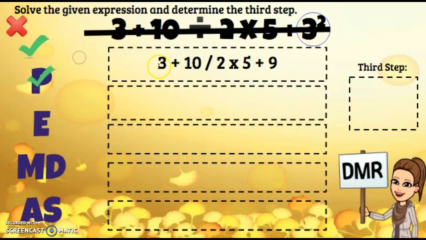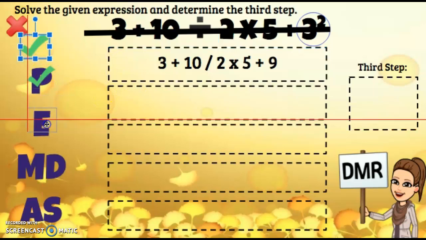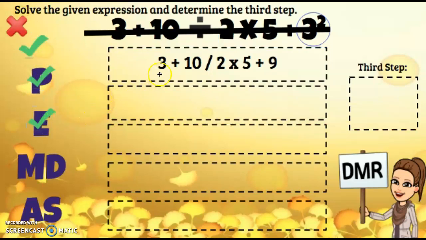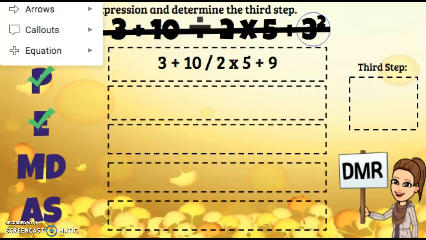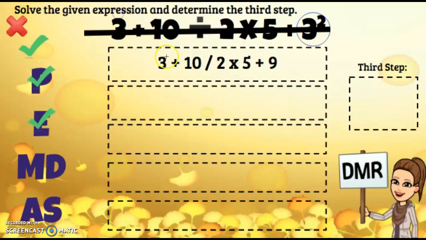Okay, now this is my new expression: 3 plus 10 divided by 2 times 5 plus 9. So I'm looking here. Don't have any exponents, so that means I'm done with my exponents. Now I look at my expression. Do I have multiplication and division? I sure do, so I'm going to put a circle around it. I have multiplication and division.